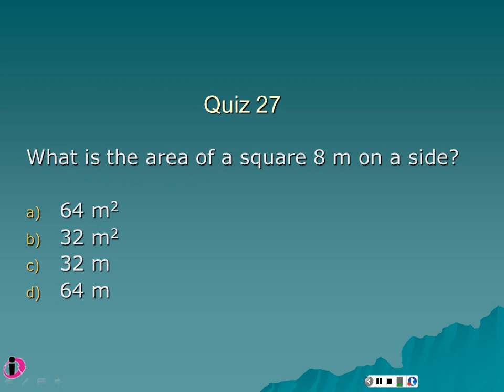What is the area of a square of 8 meters on a side? 64 meters squared, because you know a square has all the sides equal, so you are just multiplying both sides, which will give you 64 meters squared. The right answer is A.